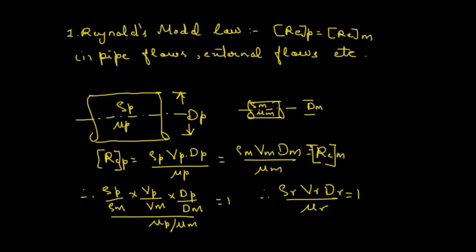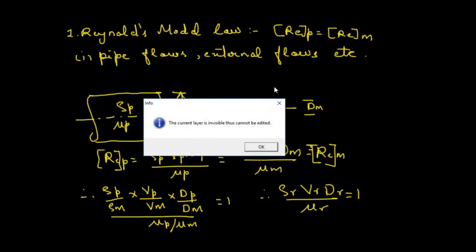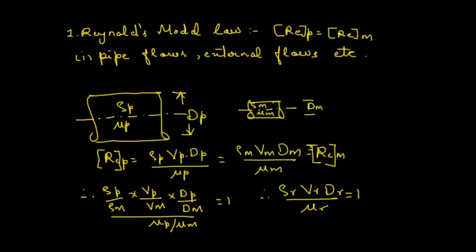So the first law is the Reynolds model law. The Reynolds model law states that the Reynolds number of the prototype should be equal to the Reynolds number of the model. And if you apply this and make a model, then it will be according to the Reynolds model law. So this model law can be applied to flow situations such as pipe flows and external flows. That means flow over bodies.